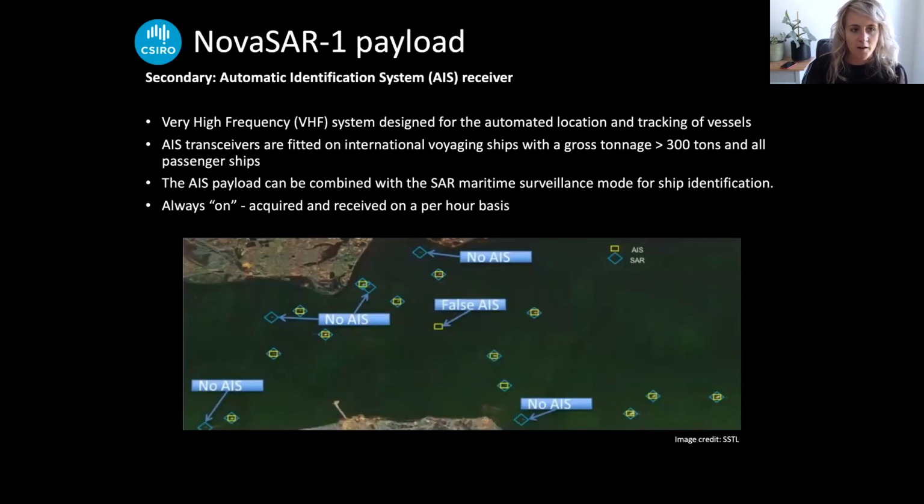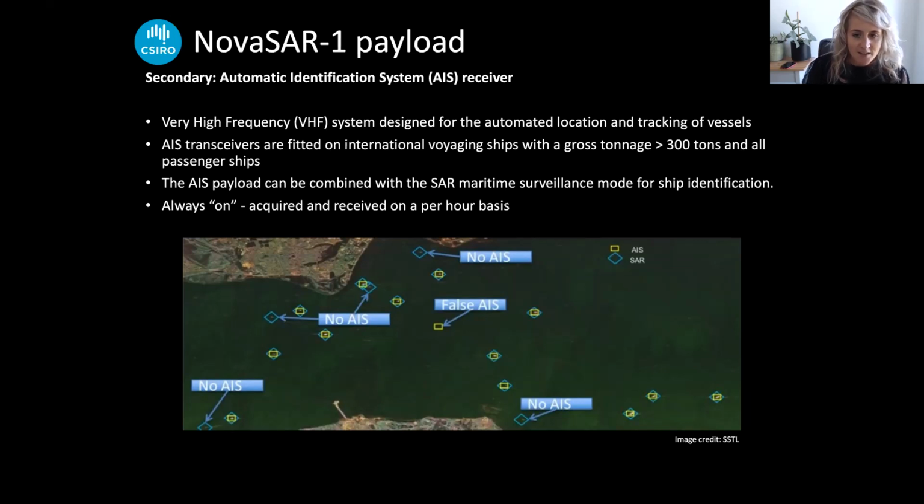The secondary payload on board is something called an automatic identification system, or AIS receiver. AIS is a very high frequency system designed for the automated location and tracking of shipping vessels. The AIS receiver on board detects signals that are transmitted by transceivers that are fitted on certain types of ships. This includes all international voyaging ships with a gross tonnage over 300 tons and all passenger ships. Combined with the maritime acquisition mode of the SAR, this is a powerful tool for maritime surveillance.